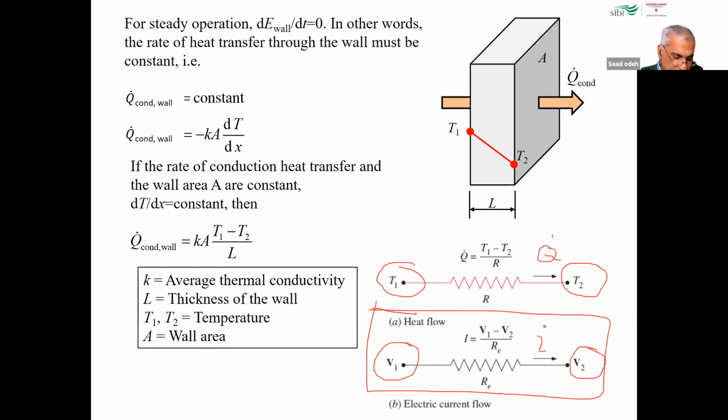So the only thing that we didn't have is the resistance. The resistance in the circuit is basically the difference in voltage divided by the current. We can do the same thing here in heat transfer. We can say R is equal to the difference in temperature divided by, rather than current, Q. Okay, so this is the resistance.